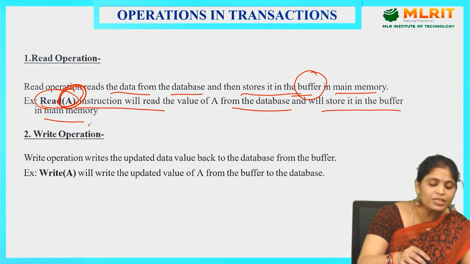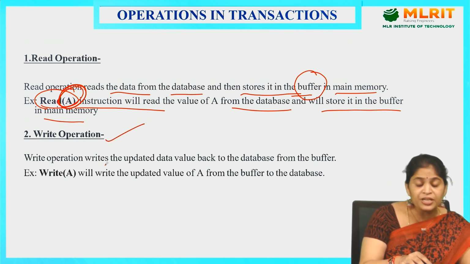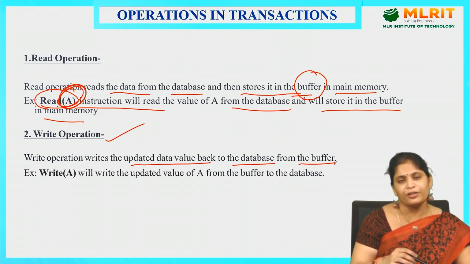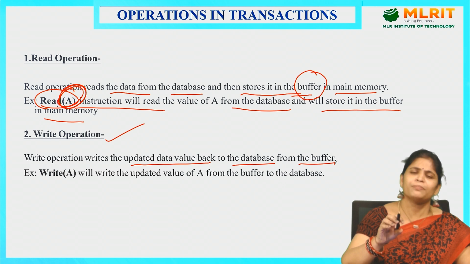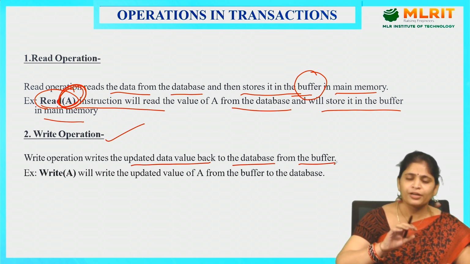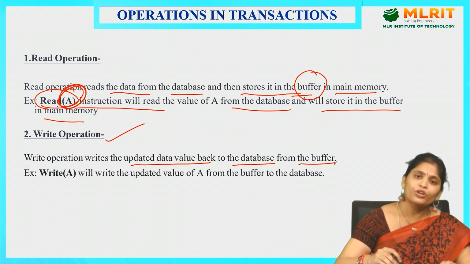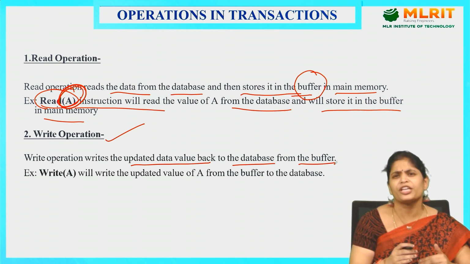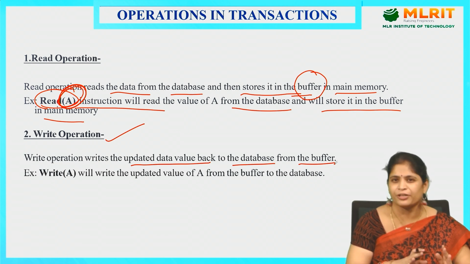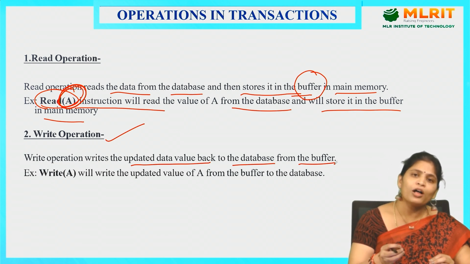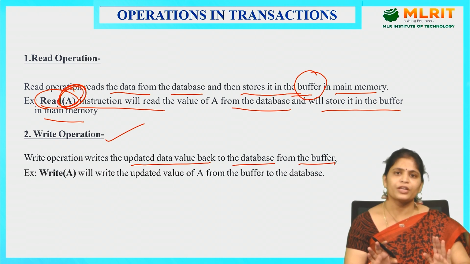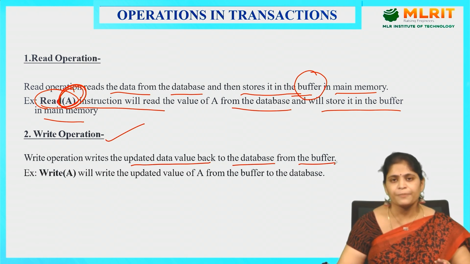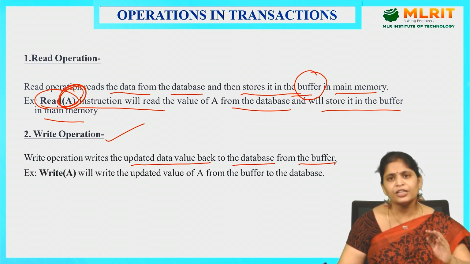Okay. Now what is write operation here? Write operation writes the updated data value back to the database from the buffer. So we store the data in the database through the buffer, right? First of all, while storing into the main memory, we keep the data in the buffer. If we have to make any updations, we interact with the buffer. And if the changes are made and our data is good and consistent, then we update it permanently to the database. Otherwise, it will still be in the buffer.